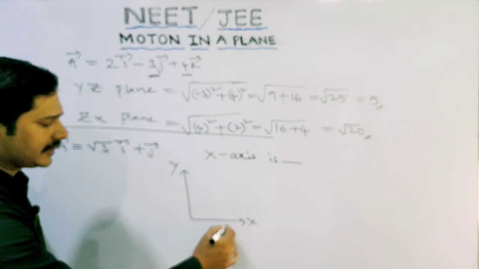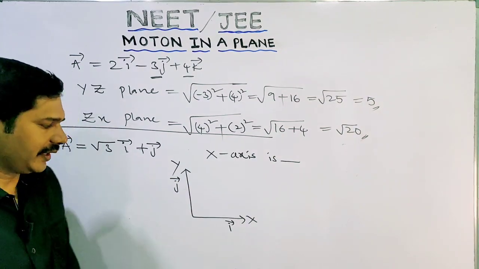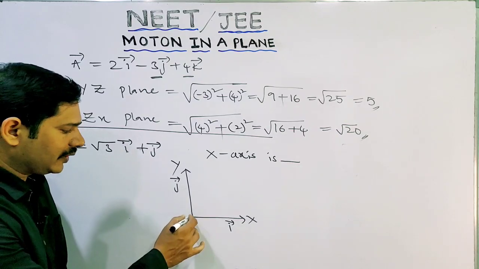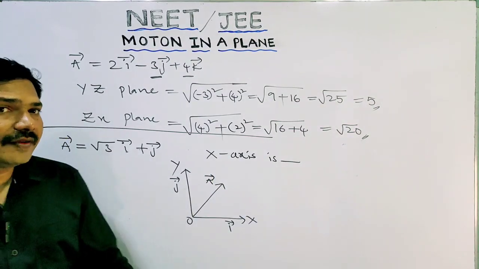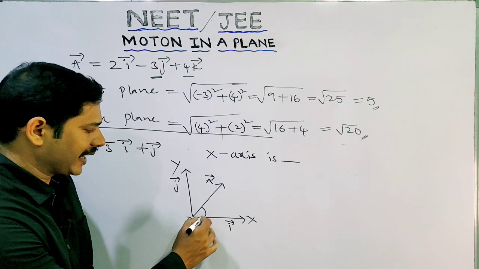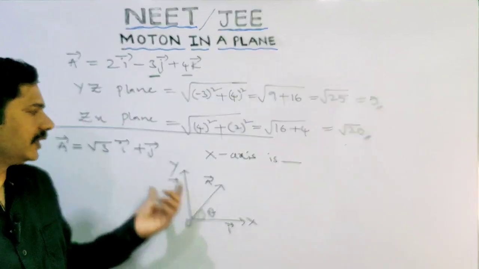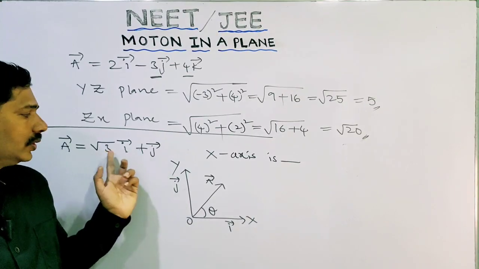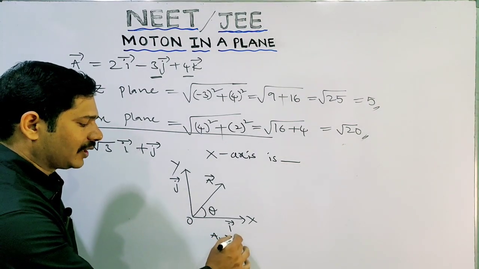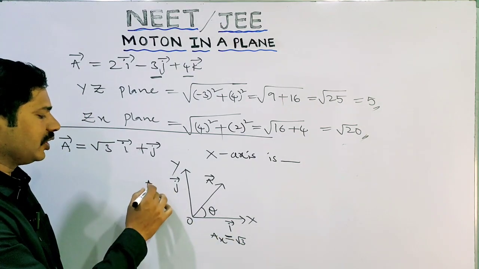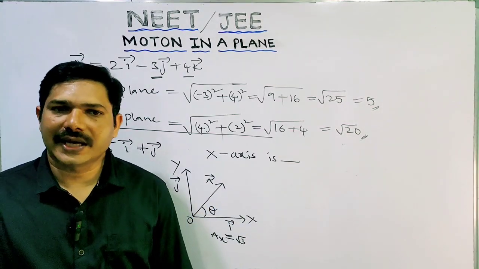So we know that the x-axis is the i vector form and the y-axis is the j vector. This is the origin. The resultant vector is nothing but a bar. They are saying the angle with the x-axis, theta we will take. So how much is this angle for this vector root 3 i bar plus j bar? Root 3 i bar means this magnitude Ax is root 3, and this Ay value is 1. So then the angle with the x-axis is what they are asking.